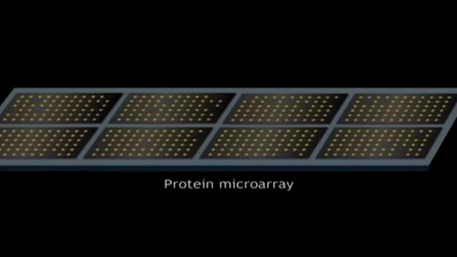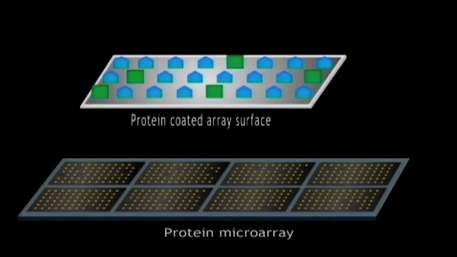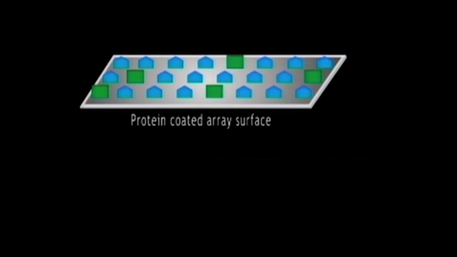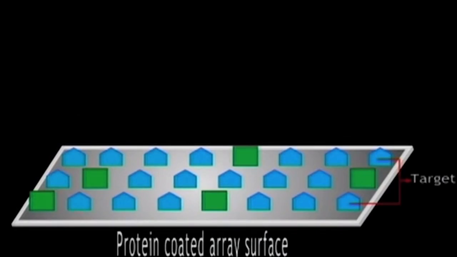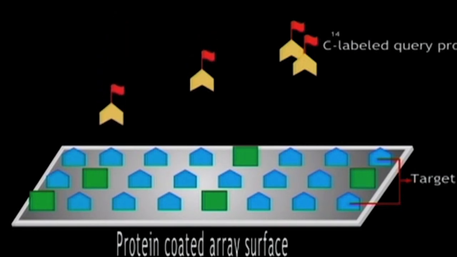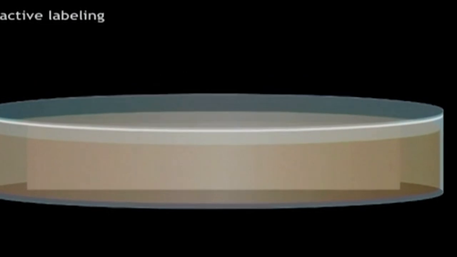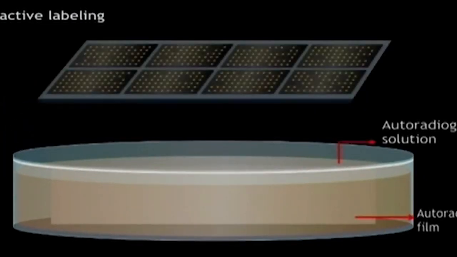Let me show you this animation on radioactivity detection system to give you a better understanding of how to use the radio labels for microarray based detection system. The array surface is coated with the protein mixture containing the target protein of interest. A suitable radio labeled query protein that can specifically interact with the protein of interest is used to probe the array surface. Once binding has occurred, the excess unbound query protein is washed off the surface. The washed off array surface is then developed in an autoradiography solution.